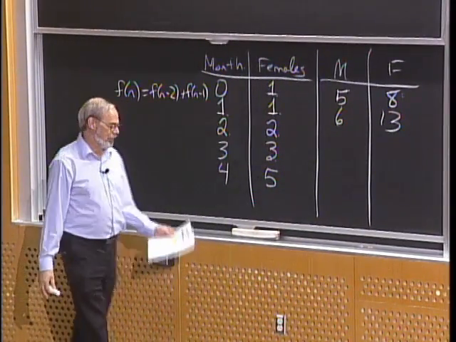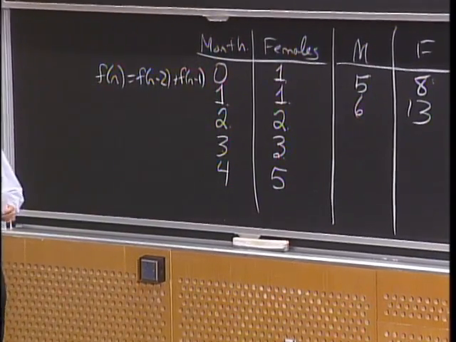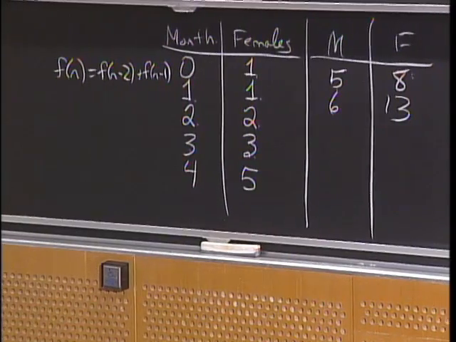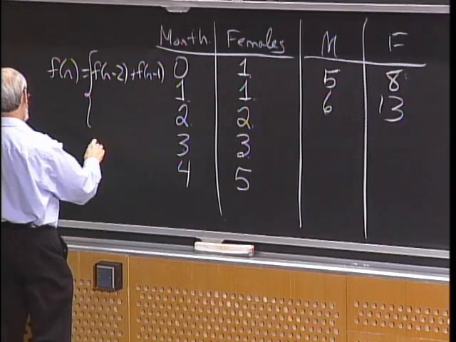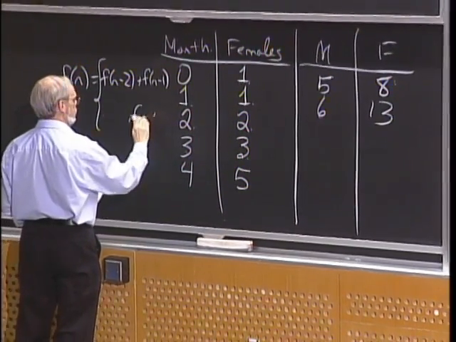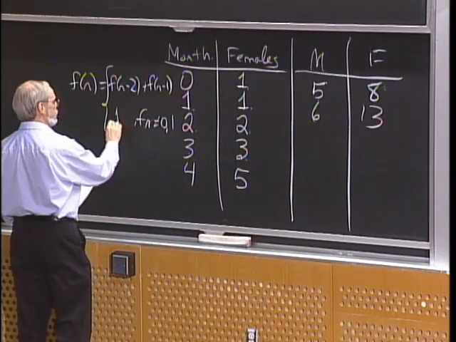That's a recursive relationship. If I wanted to figure out how many females there are at month n, what do I have to do? Well, I just have to say, what's the base case? Because there's the recursive case, and the base case is at month, so let me do it this way. If n is equal to 0 or 1, it's 1.